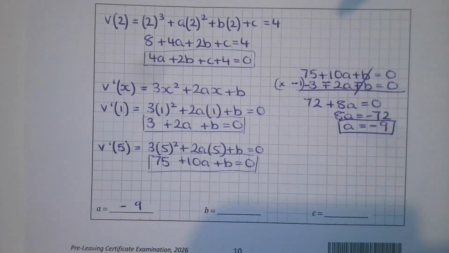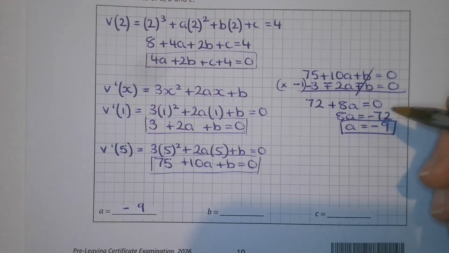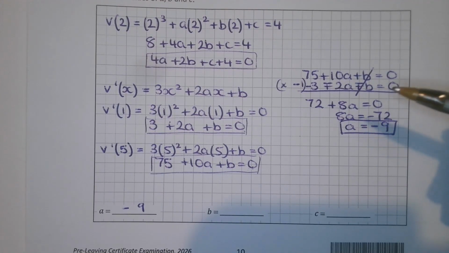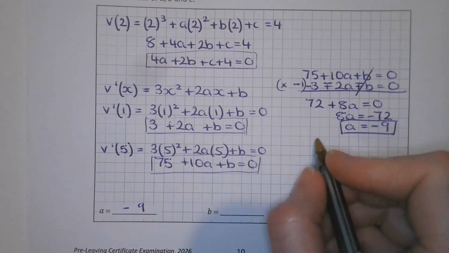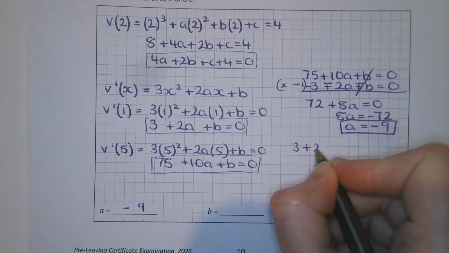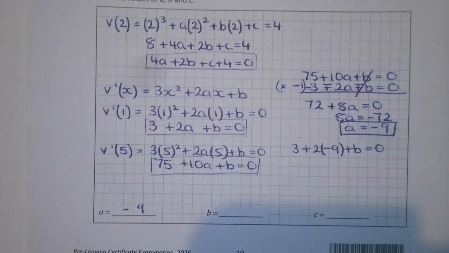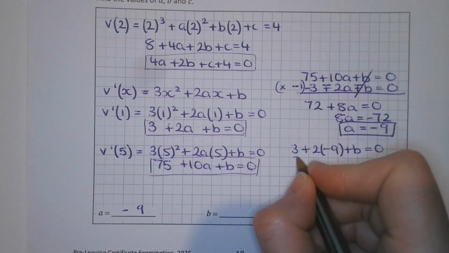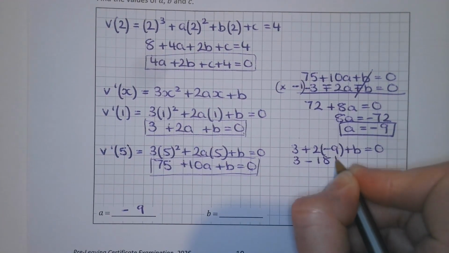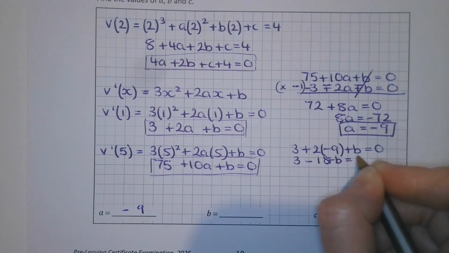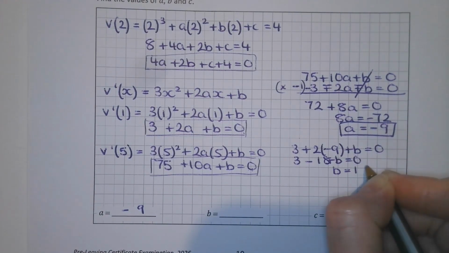Using that then, I can use one of those two equations, whichever one I want, to find out what b is. So if I fill in here for 3 plus 2 times minus 9 plus b equals 0, we end up with 3 minus 18 plus b equals 0. So b is equal to 15.